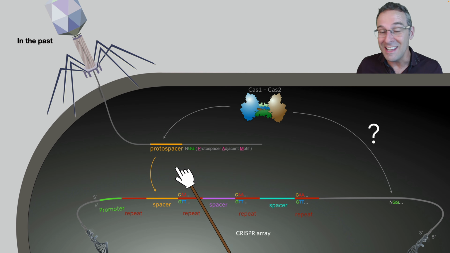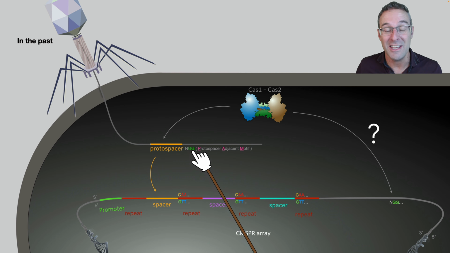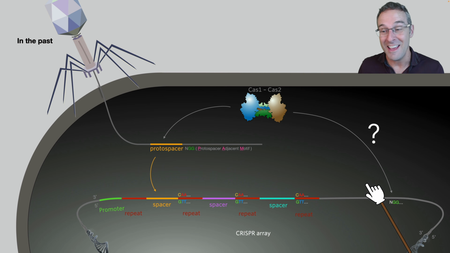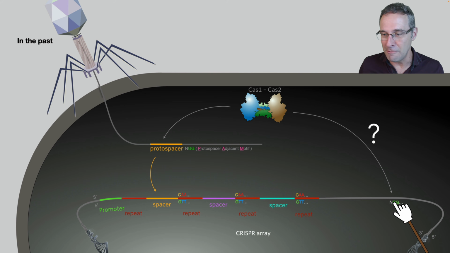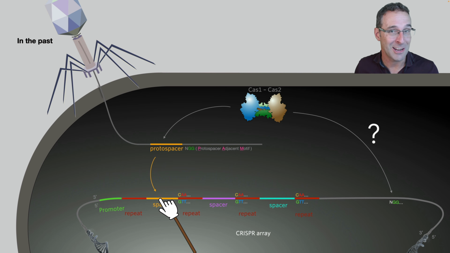Because all they need is the sequence any nucleotide GG. Surely there's lots of those in the bacteria's own chromosome. Surely. So why don't Cas1 and Cas2 find two guanines together and then cut a protospacer out of that and turn it into a spacer in their CRISPR array?